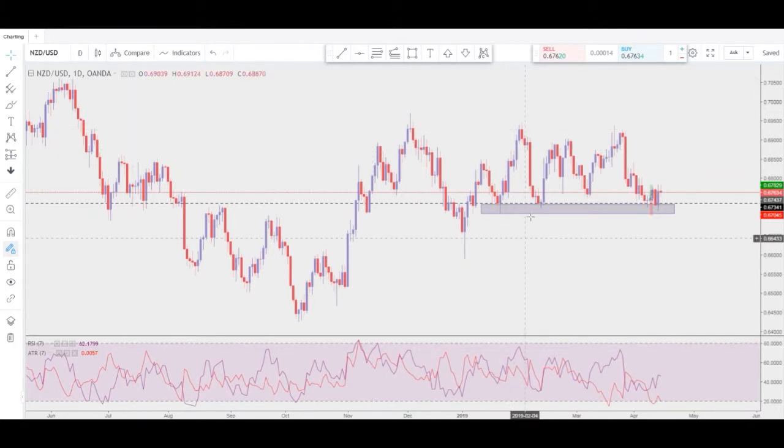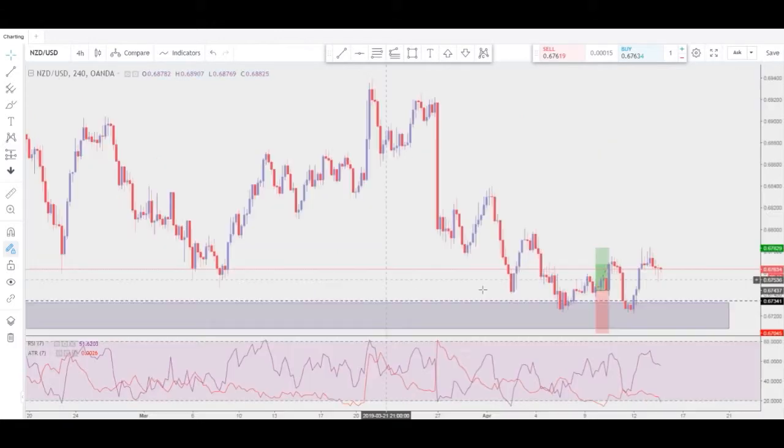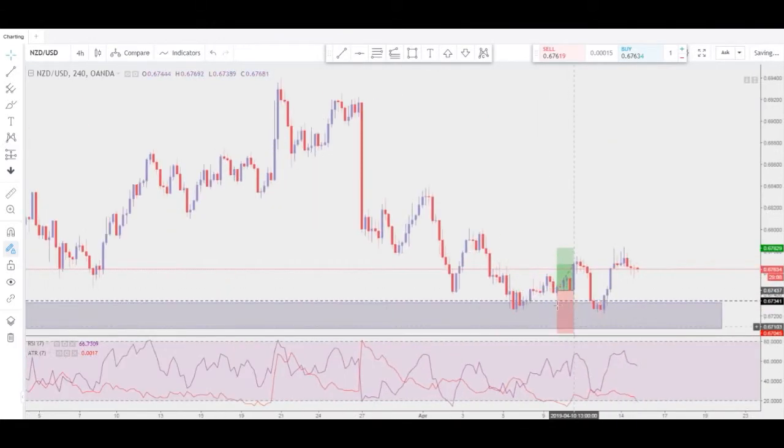Last week I mentioned that I was looking inside this zone around 67.43s. Price did come back down into this zone and we managed to get involved on a lower time frame, on the 4-hour time frame. If you look back on last week's video, you'll notice that price was around this level right here. I'll leave the link below if you haven't already watched that video. But where I got involved was this candle right here.